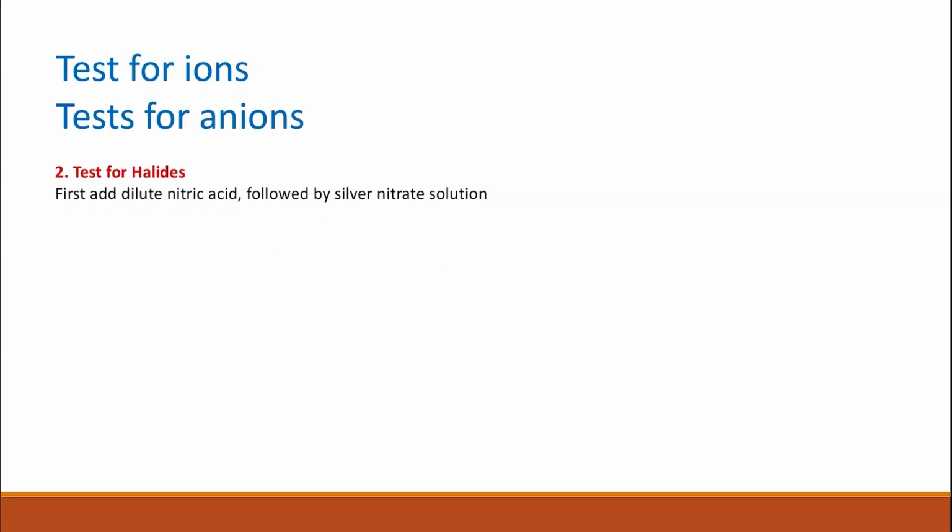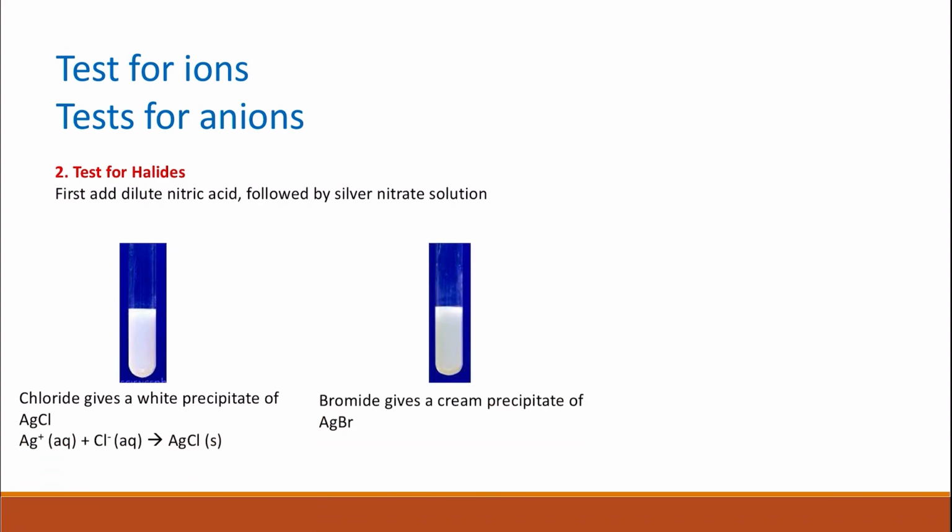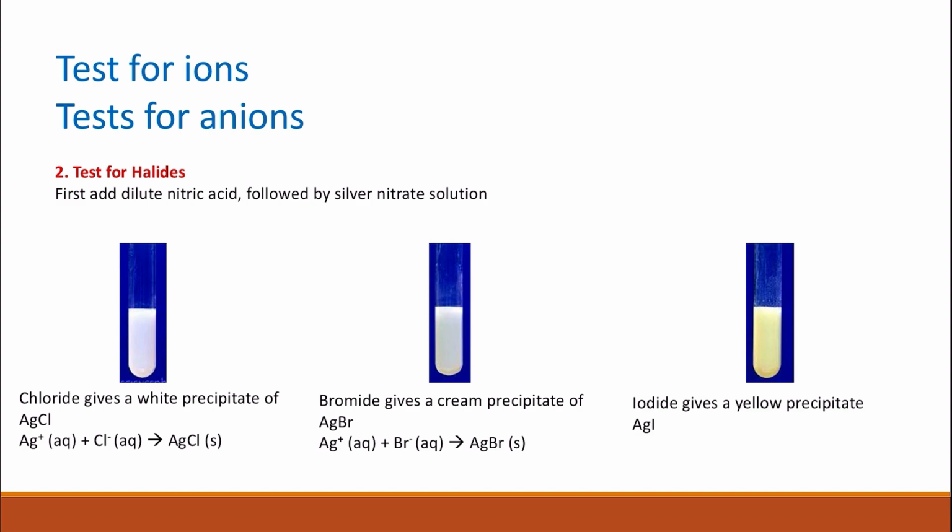To test for halides, first you need to add dilute nitric acid followed by silver nitrate solution. That will give you insoluble silver halide salts, which are insoluble in water. So in case of chloride, it will give you a white precipitate of silver chloride. In case of bromide, if you have bromide in your solution, that will give you a cream precipitate of silver bromide. And in case of iodide, that will give you yellow precipitate of silver iodide.